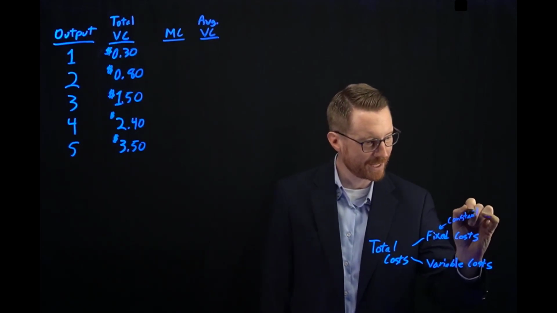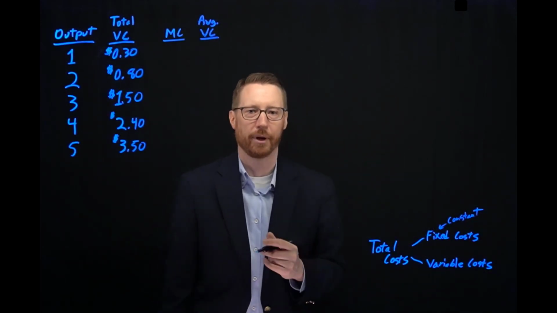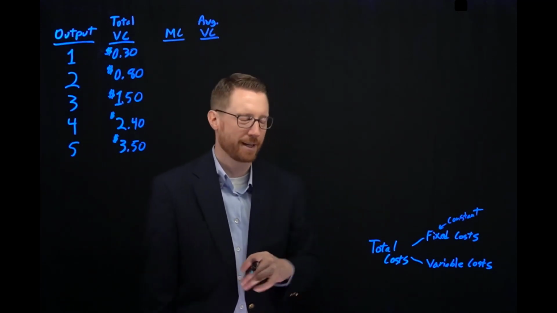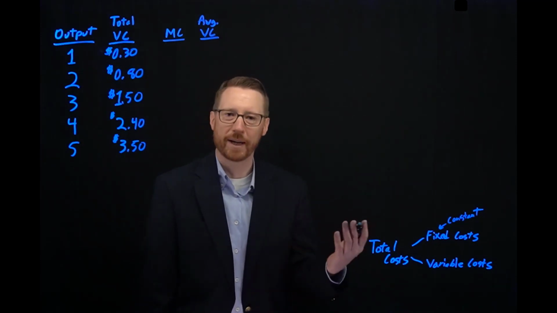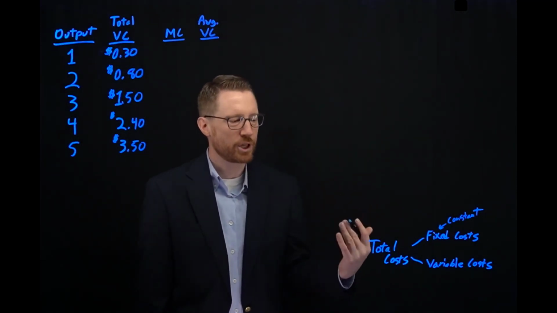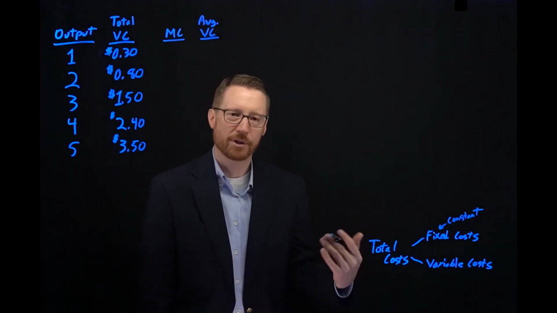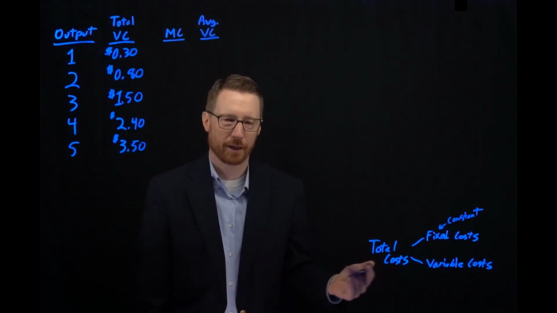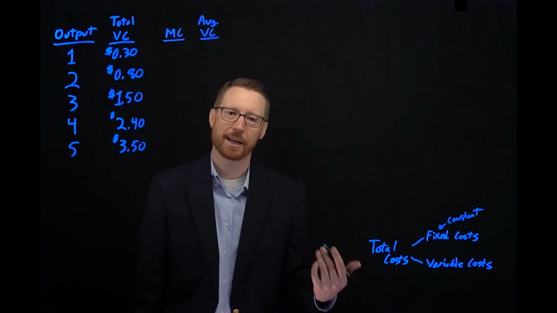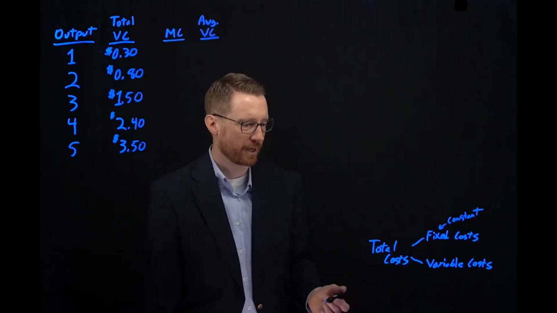They don't change with the quantity of output, at least not in the short run, right? In the long run they could, but then they become variable costs in the long run. Your rent is fixed. If you run a coffee shop and your rent is $1,000 a month, it doesn't matter if you sell 1 cup of coffee or 1,000,000 cups of coffee, you're still paying that same rent. That's this idea with fixed costs, right?